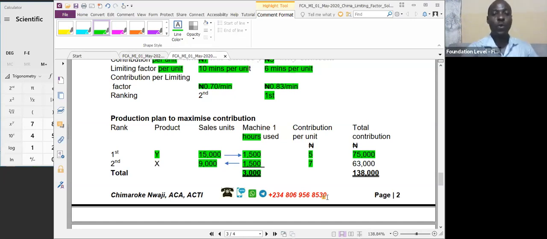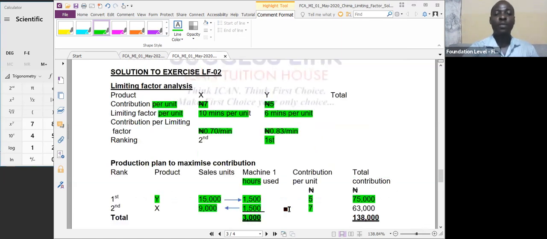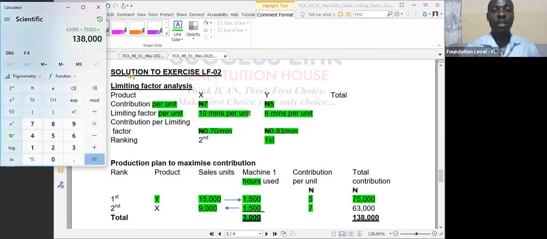Assuming we are to say, oh, product X is contributing 7 units, and so we have to rank X as first, we are going to get something smaller. So let's try it. Assuming you rank product X as the first, and you get 7 naira per unit. That would mean that the 12,000 units that we have here, you can produce it. So let's see.